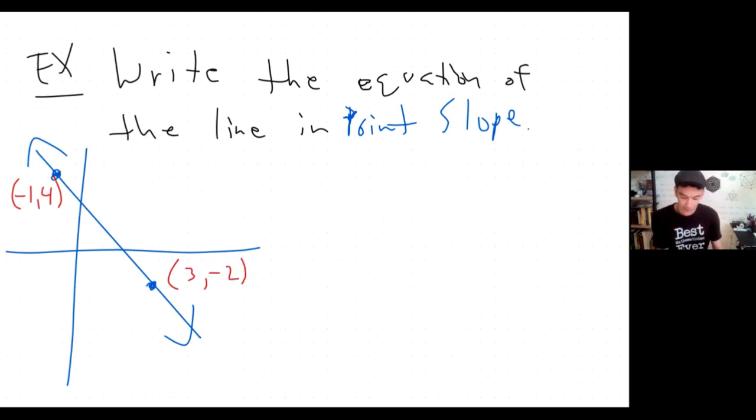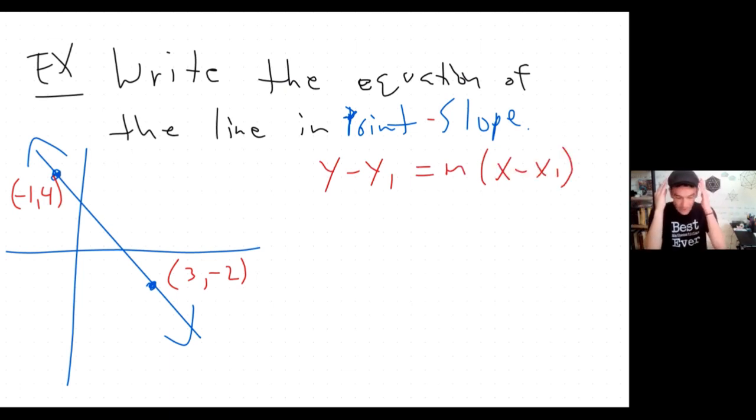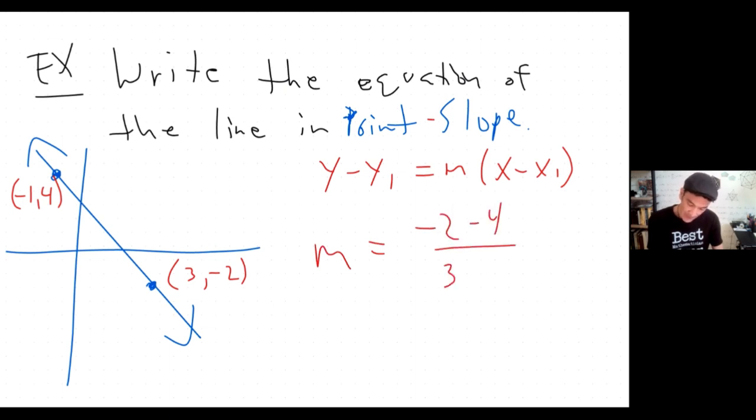All right, so point slope. They call it point slope because you need a point and you need a slope. Let's jot down the formula. y minus y1 equals m times x minus x1. We need the slope m. Always try to find the slope m first. Let's do that. Find the slope. m equals y2 minus y1 over x2 minus x1.